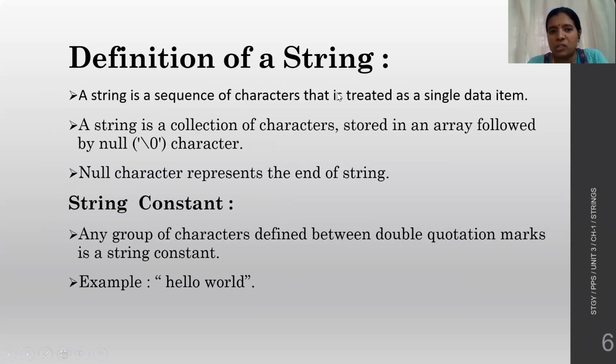So how do you define a string? A string is a sequence of characters that is treated as a single data item by a compiler and that is terminated with a null character. How do you define a string constant? A string constant is a group of characters enclosed in double quotes, whereas a single character constant is a character enclosed in single quotes. This we have seen already in the constants of Unit 1.